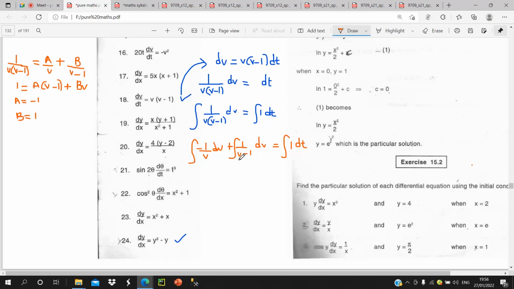Yes. Then if you integrate this, what do we have? Negative ln v, and ln of v minus 1, right? Because if you differentiate this, you get 1. Yes?